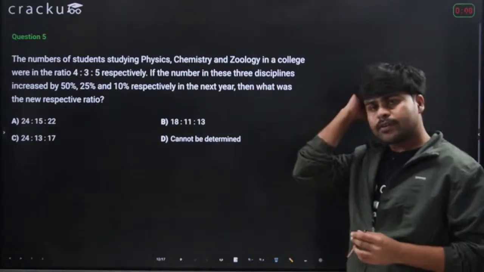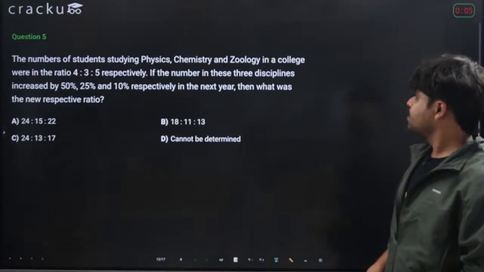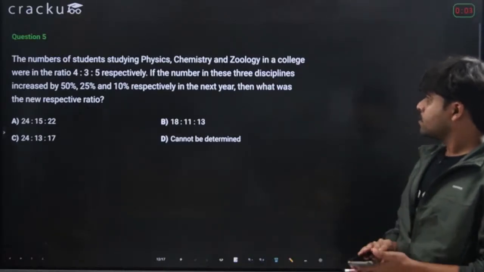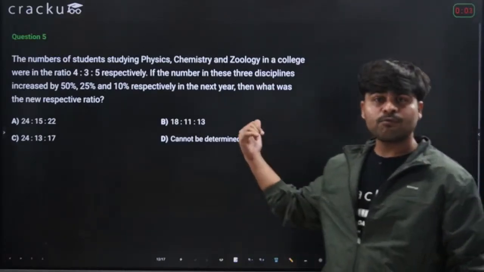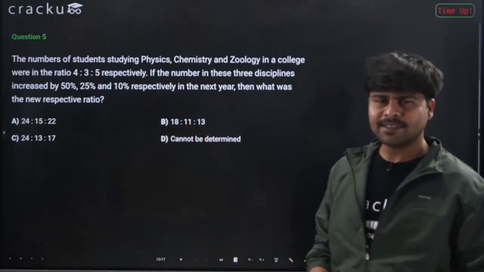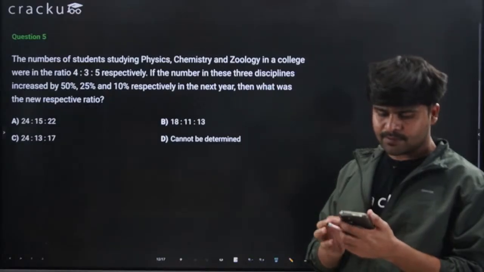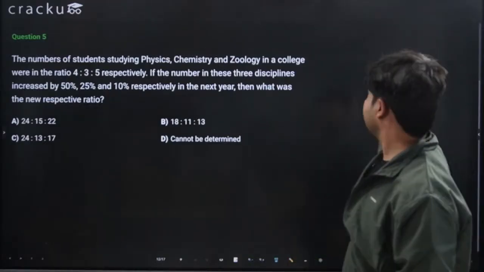Okay, 10 seconds left. I hope you were able to solve it. Again, not a very difficult question. Physics, chemistry, zoology are there. There's no mathematics. There should have been mathematics, because without mathematics, there's no IIM B UG, right? Okay, I think the time is up.